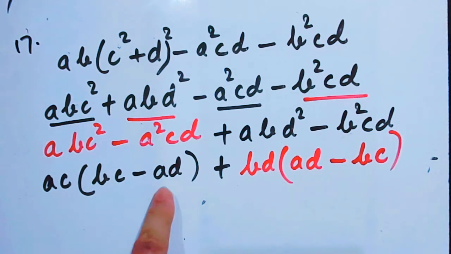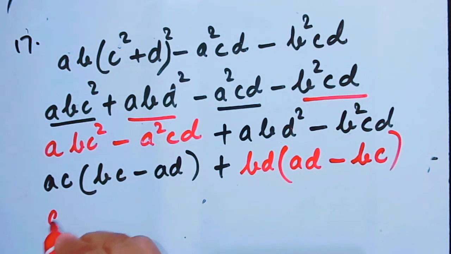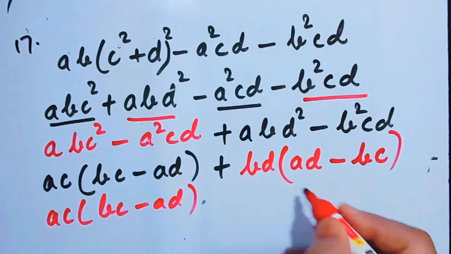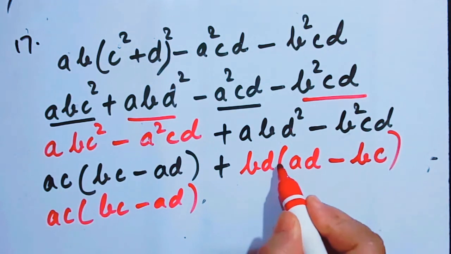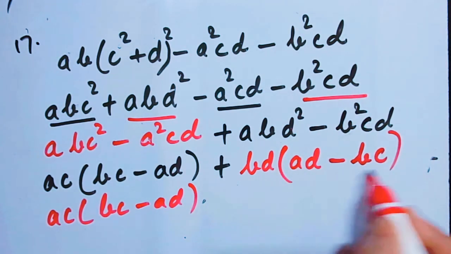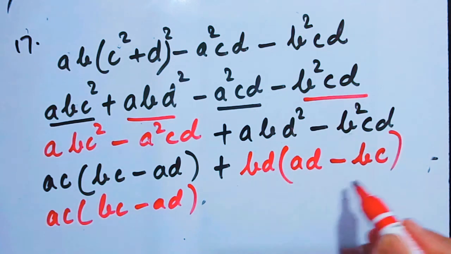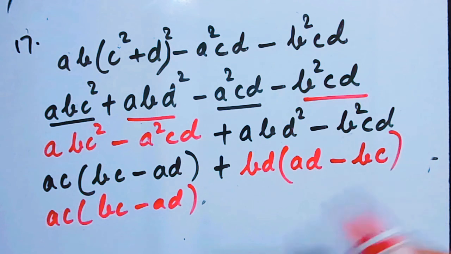Here I got BC minus AD, and again here I got AD minus BC. So this can be written as AC, BC minus AD. I know how to revert it. Right now I taught you how to revert it. If I take minus over here, the terms will get replaced. That is, instead of BC it will be AD, and instead of AD it will be BC.